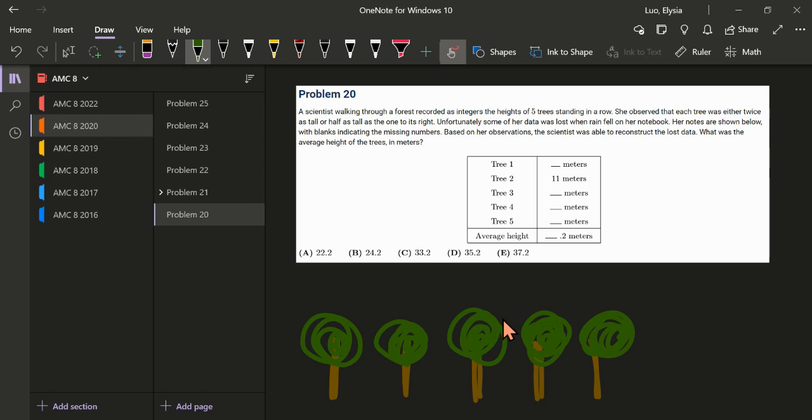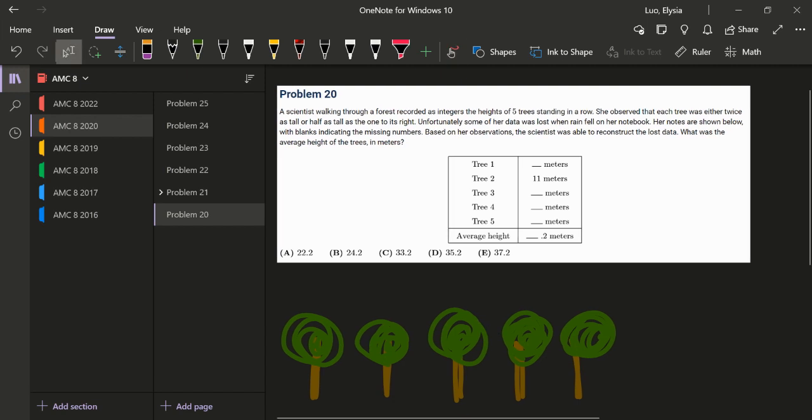Today I'm going to be talking about question 20 on the AMC 8 2020. Now, this question, again, make sure to read the question carefully and don't be afraid to do some visual thinking if you need. Okay, so let's read the question first.